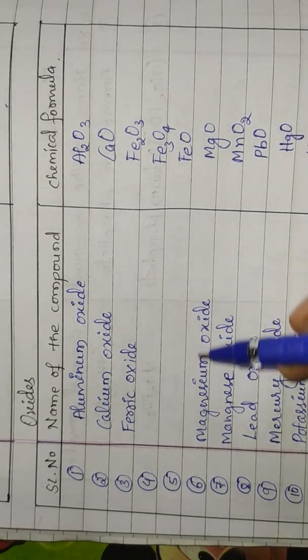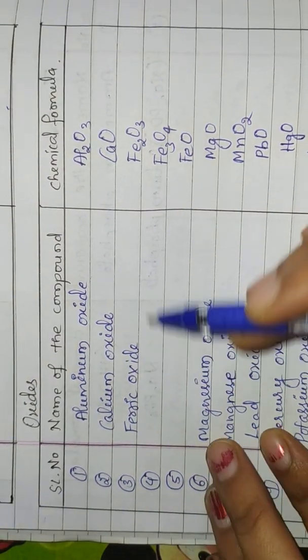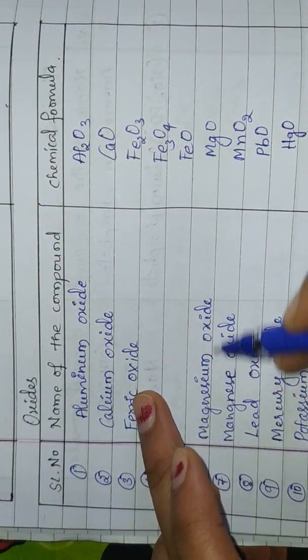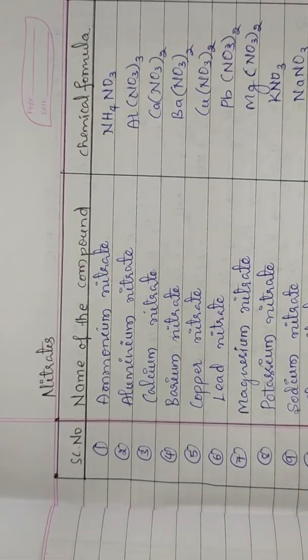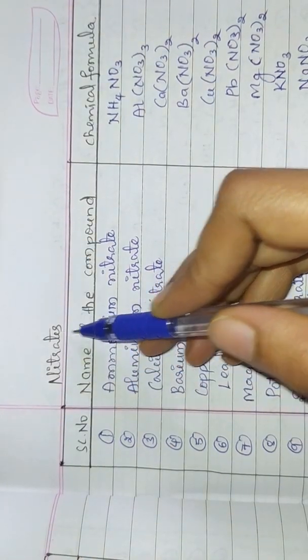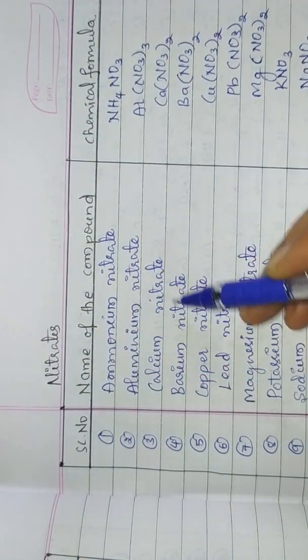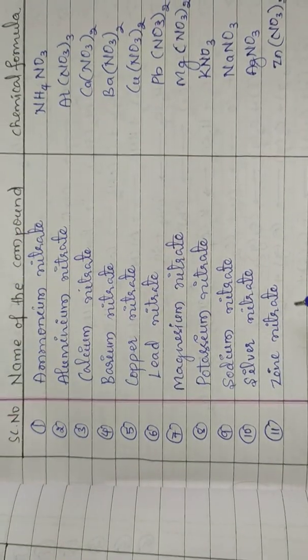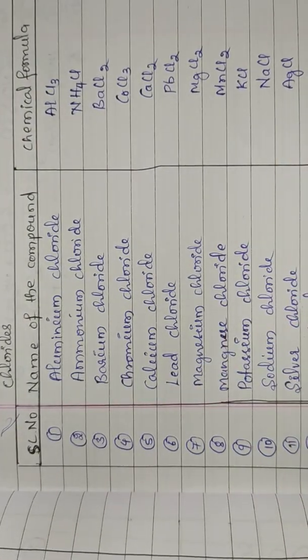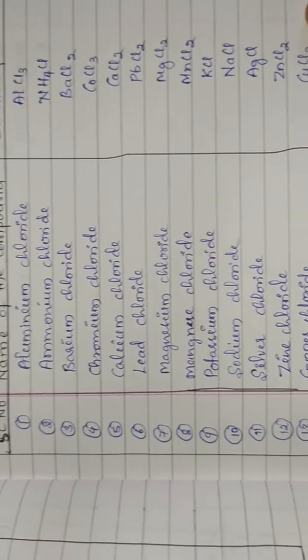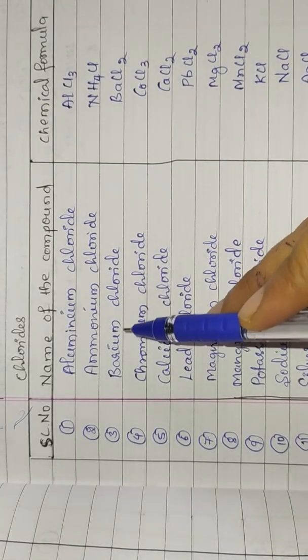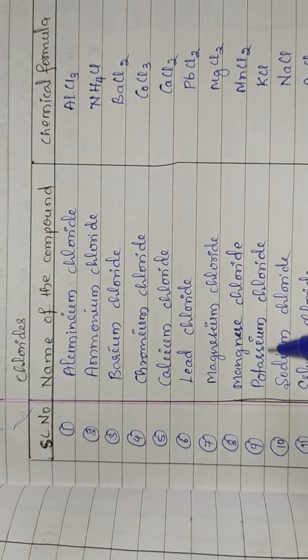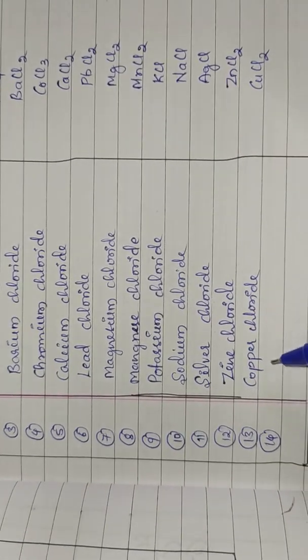Here oxides: aluminium oxide, magnesium oxide, lead oxide. Here also, see here, nitrates: ammonium nitrate, calcium nitrate, potassium nitrate, sodium nitrate, silver nitrate, zinc nitrate, and their chemical formulas. Here also I have listed the chloride compounds: aluminum chloride, barium chloride, lead chloride, potassium chloride, sodium chloride, copper chloride.